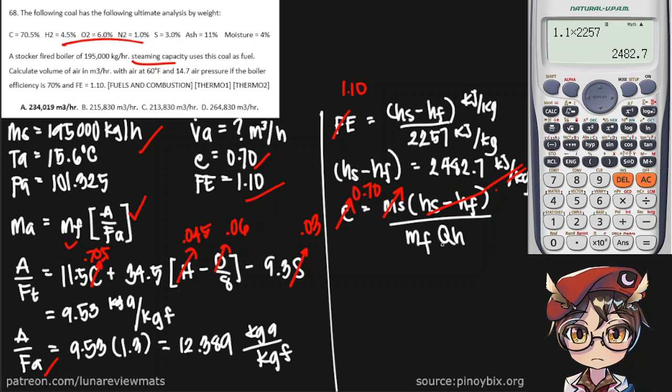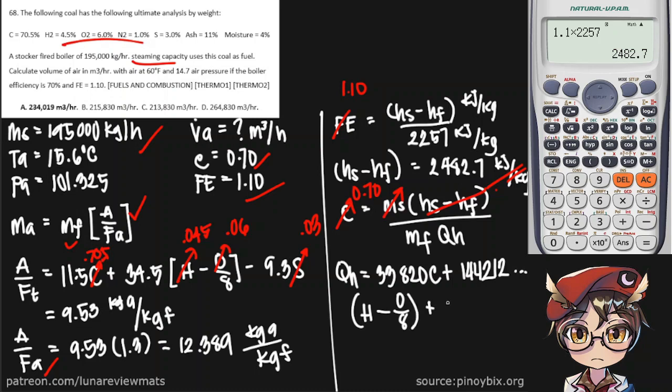So to find our higher heating value, we can use Dulong's formula. It's a bit long, so let's just write that down. 33,820 C plus 144,212 multiplied by the hydrogen minus the oxygen over 8, plus 9,304 multiplied by the percent sulfur.